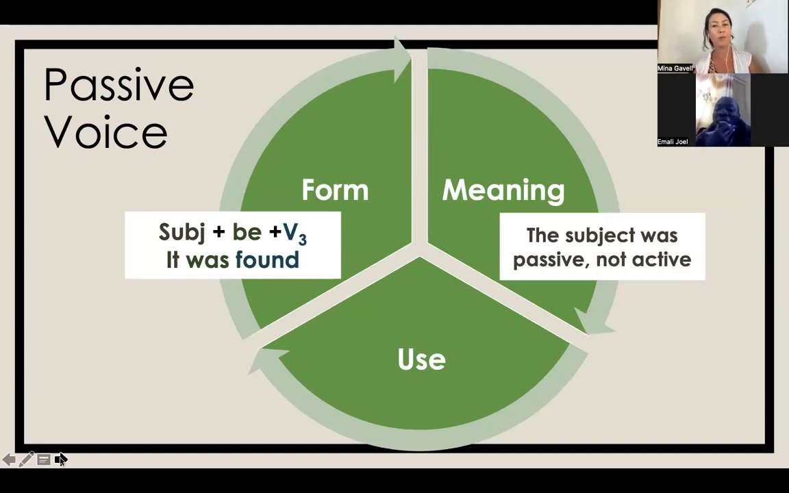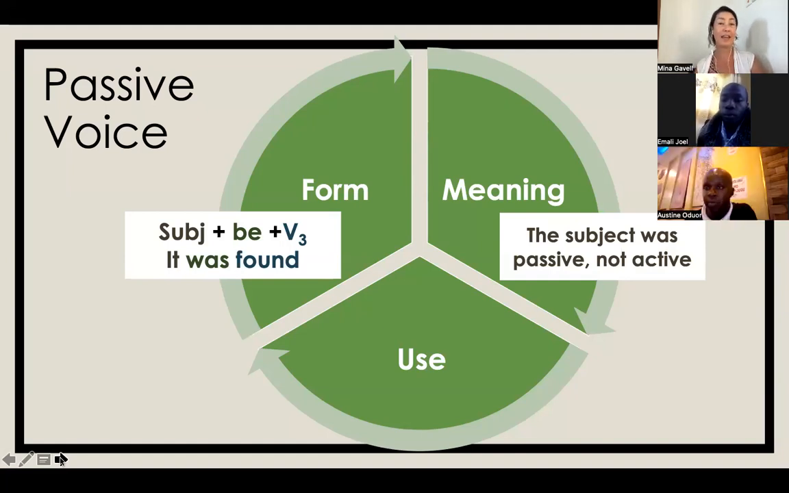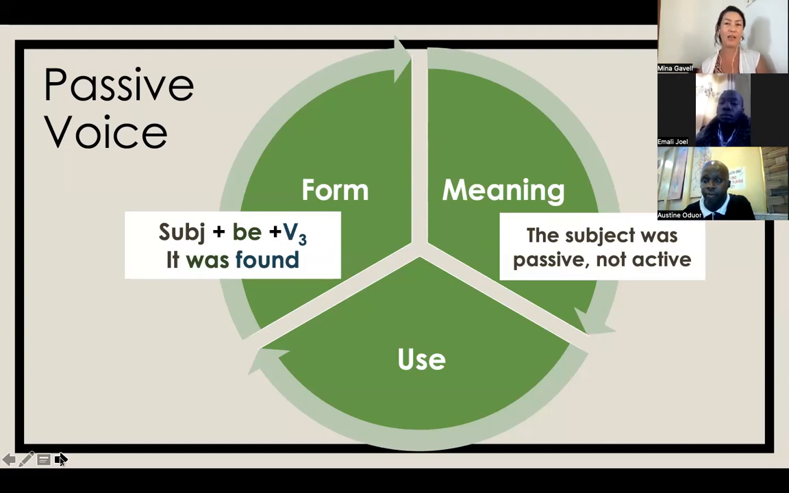The meaning is also important. It means that the subject was passive, not active. So if I say the cat was chased by the mouse, that's very different than the cat chased the mouse. The meaning is quite different. I've seen many lessons on the passive voice, and teachers usually just cover these two aspects. They cover the form and the meaning, but they very rarely talk about the use, which I think is important because why would we use the passive? It's a kind of difficult structure.